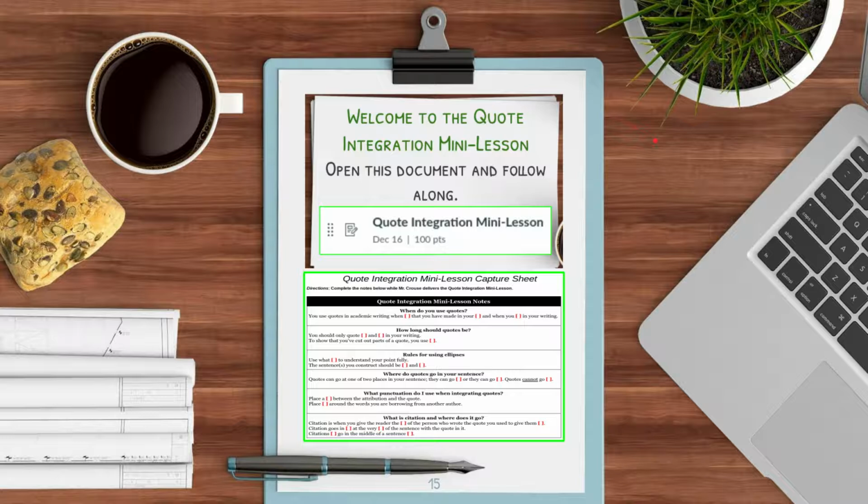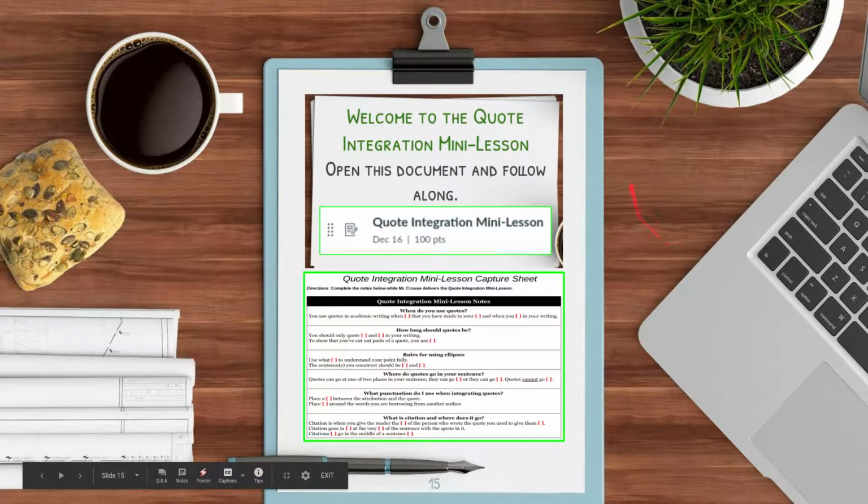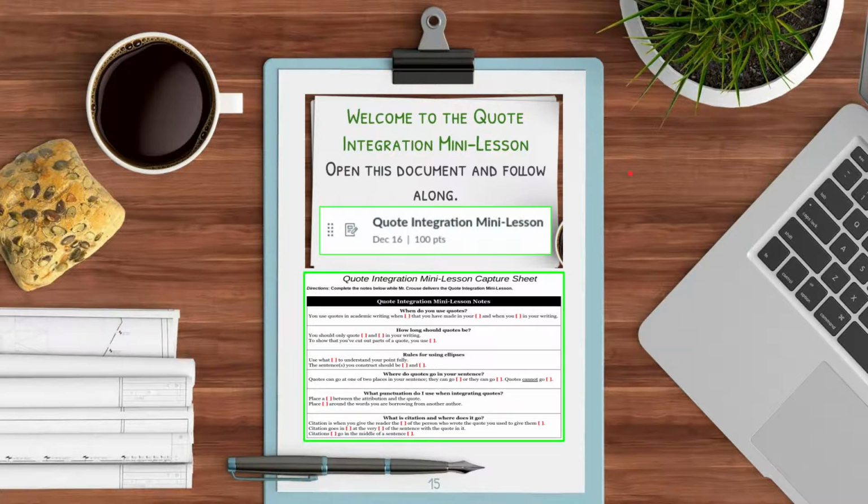For those of you who didn't do it already this week, there is the quote integration mini lesson from under day 1 of this week. You need to go through that lesson, taking notes and follow the directions. There is a video that you watch and basically a capture sheet that you fill in as you watch the video.